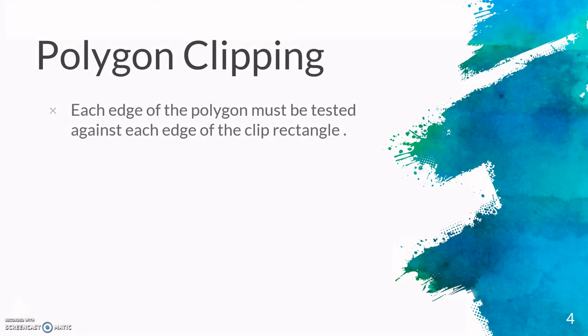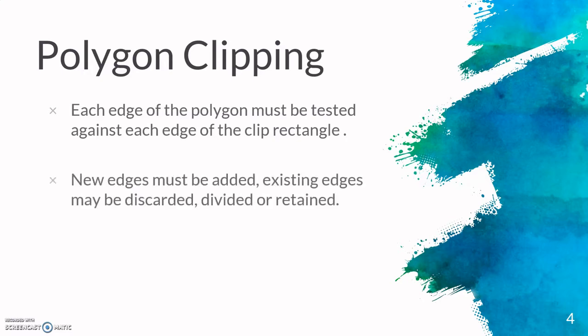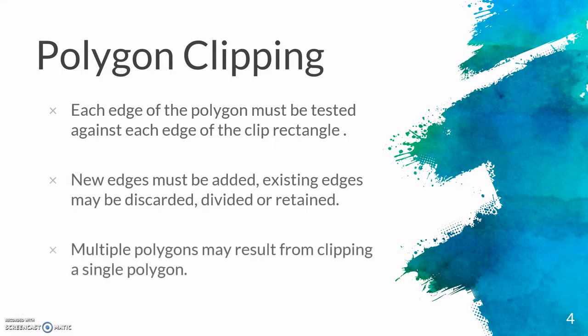Now each edge of the polygon must be tested against each edge of the clip rectangle. New edges must be added. Existing edges may be discarded, divided, or retained. So multiple polygons may result from clipping a single polygon. Let's see this through an example.